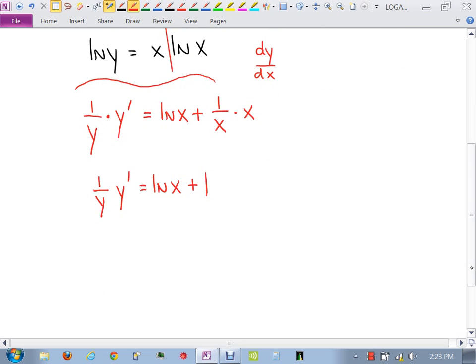What was the goal with implicit differentiation after you take the derivative? You wanted to get y prime by itself. So how can I get y prime by itself over there? Divide by 1 over y, or multiply both sides by y. I'm going to multiply both sides by y. And when I multiply, it has to distribute through.